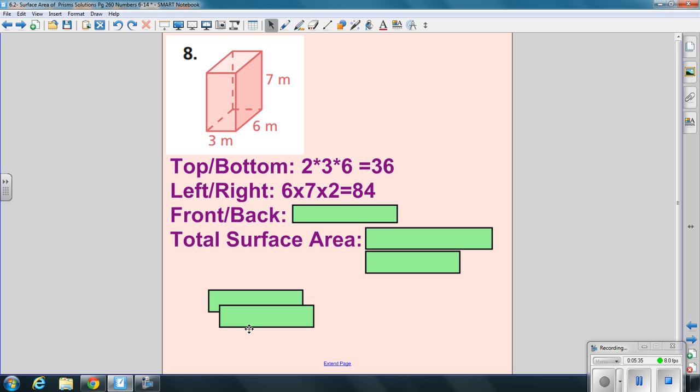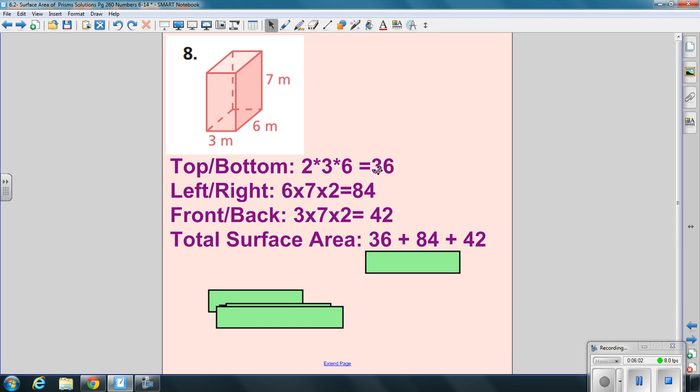The left and right side, I have 6 by 7, which is 42, and double that because I have 1 and 2, gives me 84. The front and the back is 3, and this height I know is 7 because it's parallel to this line here. So 3 by 7 is 21, and double that because I have a front and a back is 42. The total surface area is 36 plus 84 plus 42 gives me a grand total of 162 meters squared.